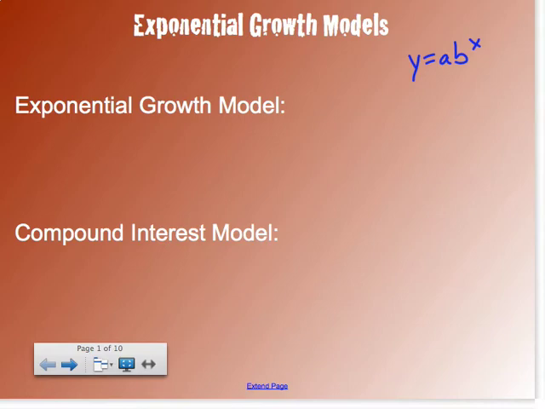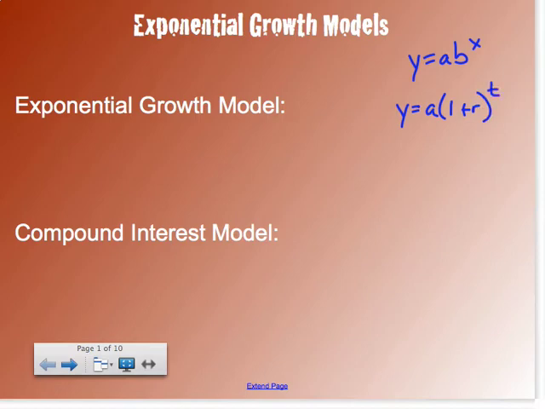So again, understand that there's a bigger picture here, and we have an exponential function, and an exponential function in general looks like y equals a b to the x. But then the last 2 days we've talked about two specific kinds of models. From that, we've talked about this exponential growth model, and the exponential growth model is y equals a times 1 plus r to the t.